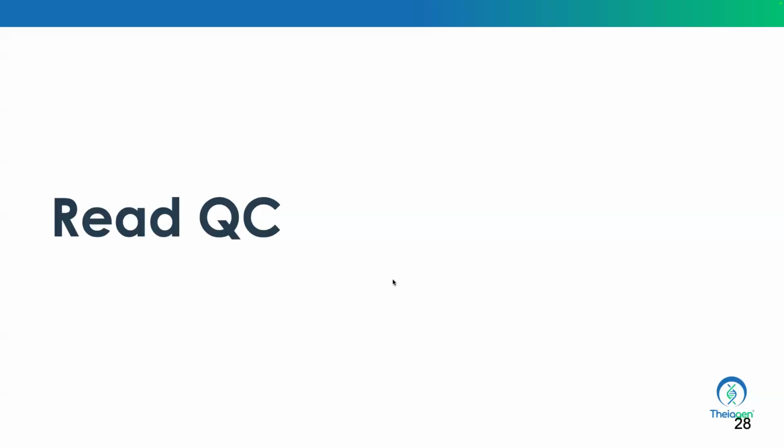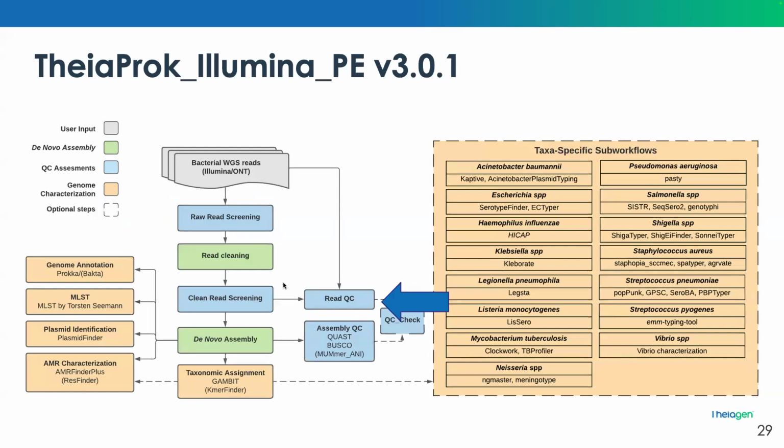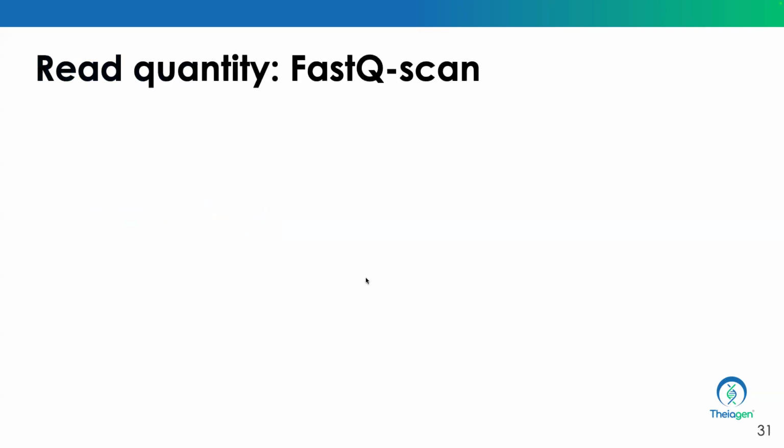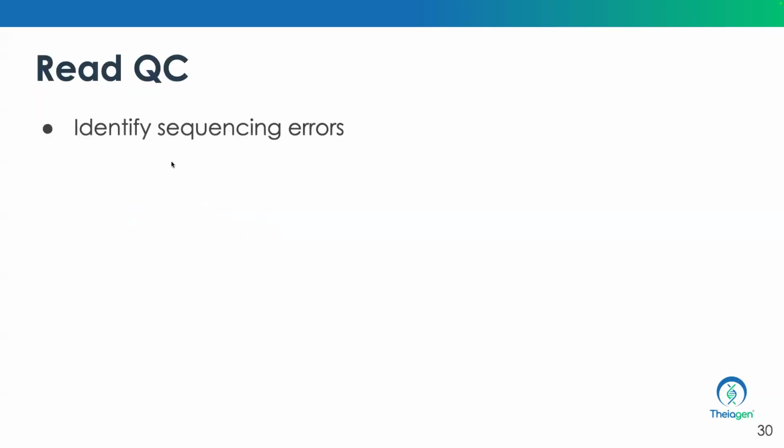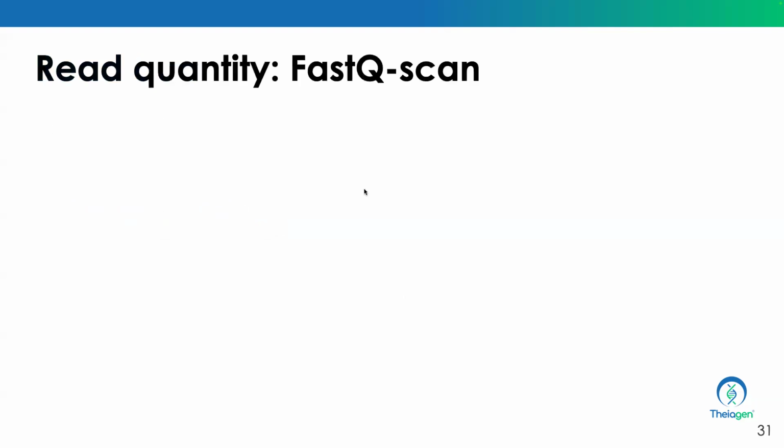And then we have the read QC step, which occurs at this point. So what does this do? Typically the main aim of this is to identify sequencing errors. Remember, for the last two, we were checking the quantity of data, and we were also looking at the quality of the base calls. But here we are interested in identifying sequencing errors. And here we typically use FastQ Scan as the tool for this particular step of the workflow.